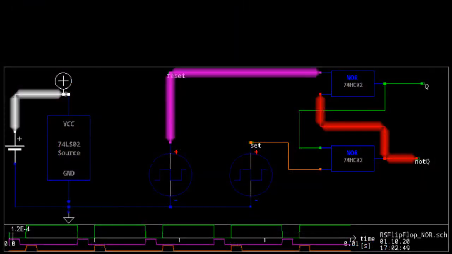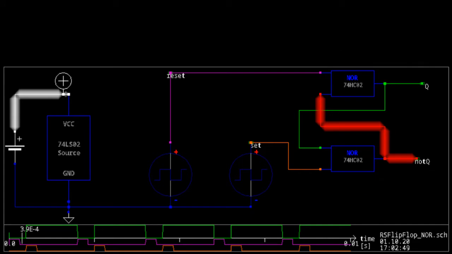At the beginning of our simulation, the purple reset input is high, the flip-flop is in reset state. We can see this state because the green Q output is low. This state is stable, nothing changes, until we give it a signal to set.